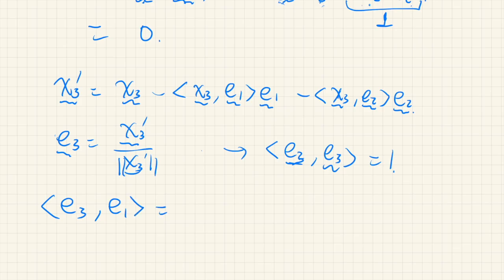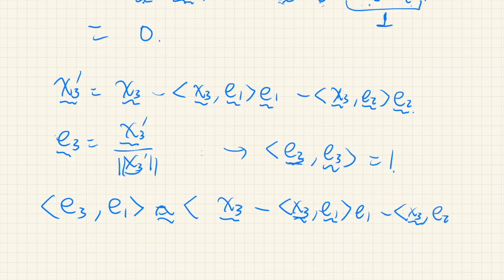So let's see. e3 is x3. Just ignore this constant term. This is somehow similar to x3 minus x3 e1, and x3 e2, and e1. Okay, so let's expand this, x3 and e1. We have this, and this thing times e1.